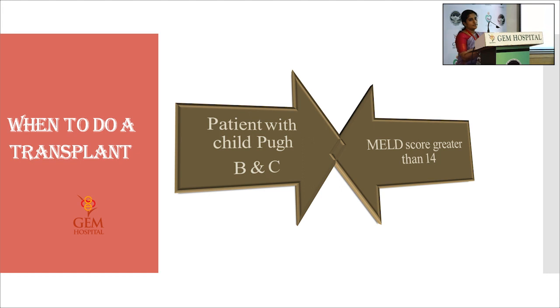So, when to do a transplant? Have you ever seen scores like the Child-Pugh score or the MELD score? Have you ever heard of them? Yes. Okay, let's discuss that. When a patient's Child-Pugh score falls in the B or C category, we will go for a liver transplantation. And if the MELD score is more than 40, then we will go for the transplantation.